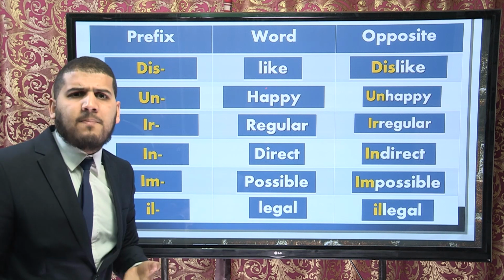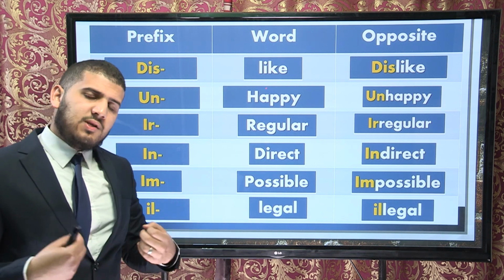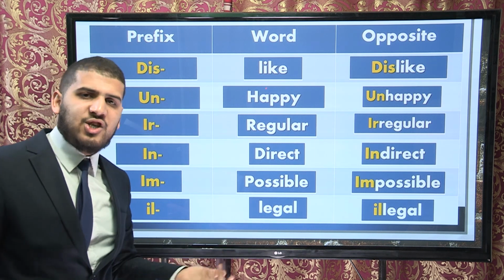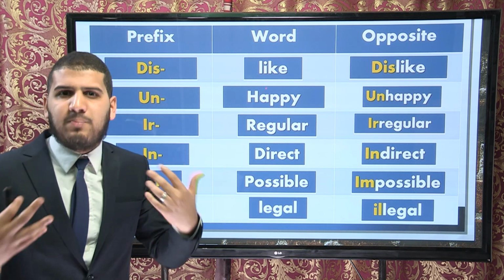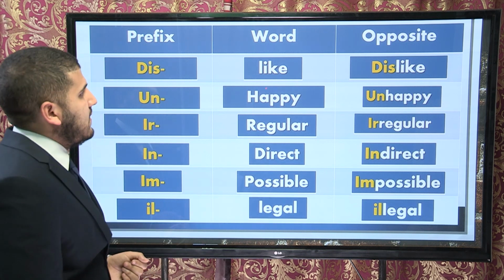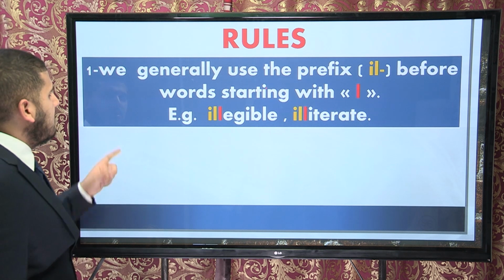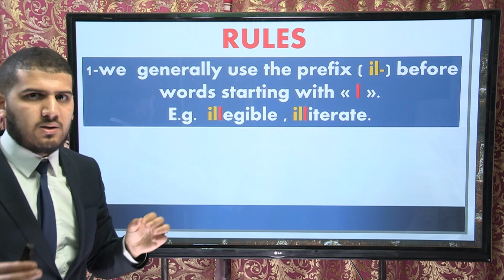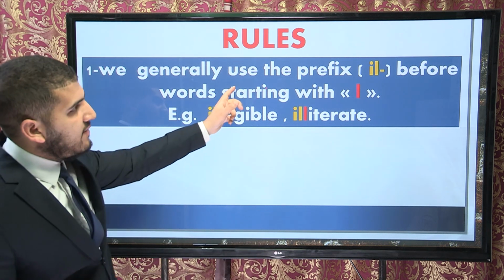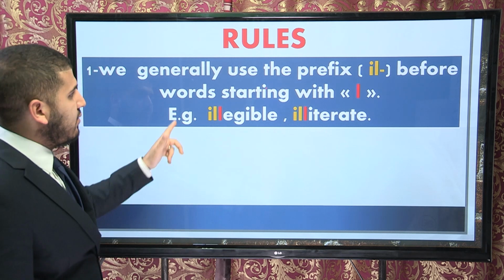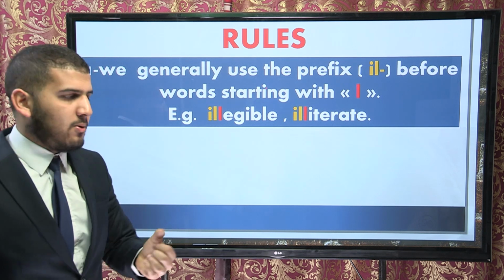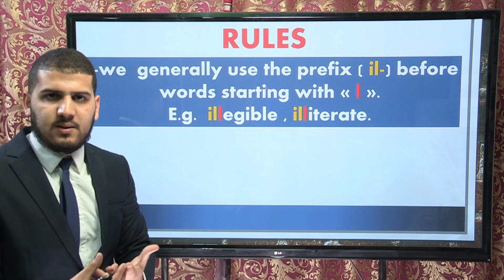But the question is, on what basis can we decide which prefix goes with which word? I'll be sharing with you some rules that can help you decide which prefix goes with which word. So, rule number 1. We generally, I emphasize the word generally, it means not always, use the prefix il before words starting with L. Example, legible, illegible, literate, illiterate.